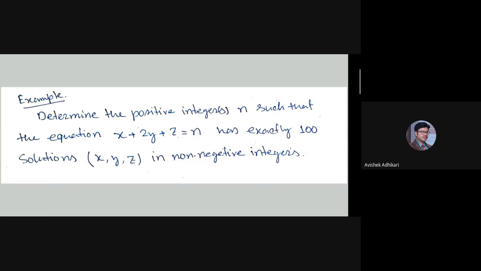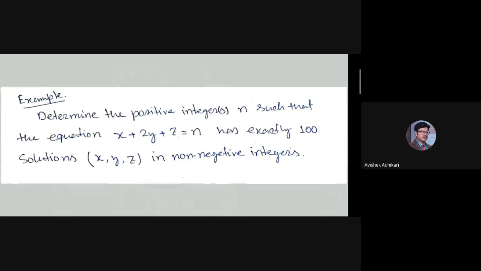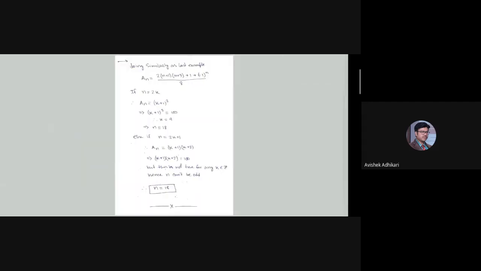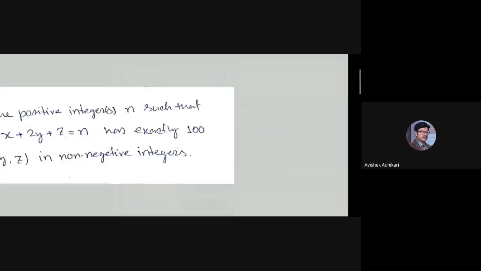So this is also an example of a finite solution of a linear Diophantine equation: if x plus 2y plus z equals 18, then it has exactly 100 solutions, which is finite. So that is the end of my talk. Is there any doubt on it?